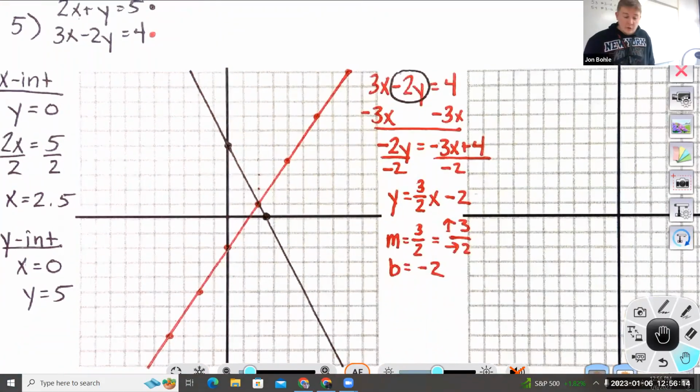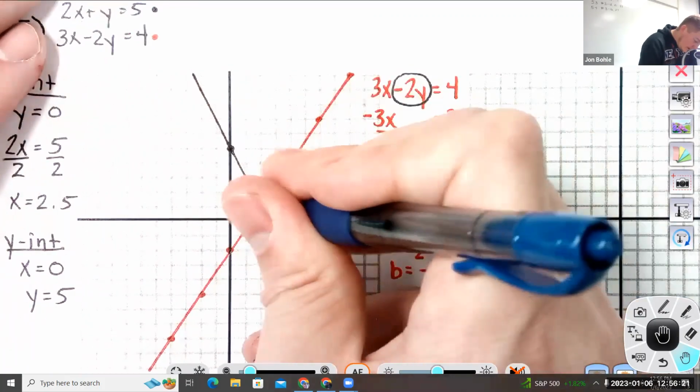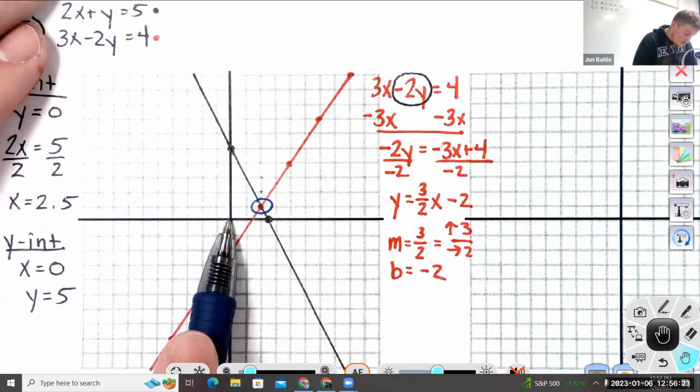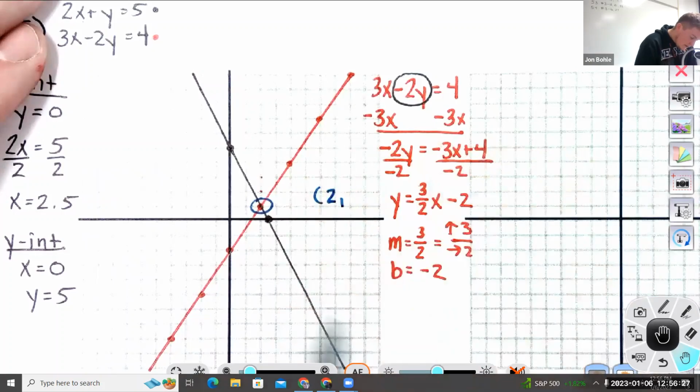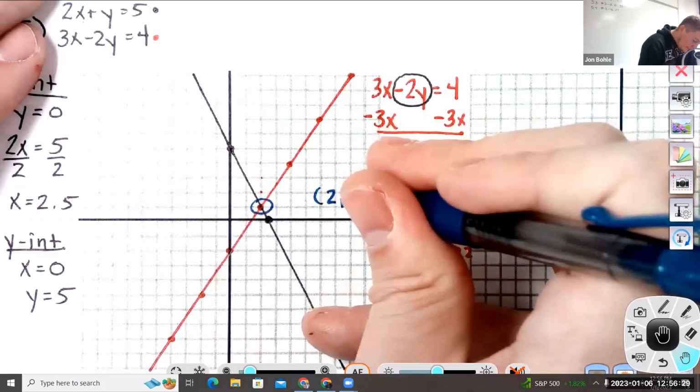Okay, and then the next thing I need to do is find the solution. The solution is right where they meet, right here. The x value here, 0, 1, 2, so the x value is 2. And the y value is 1.